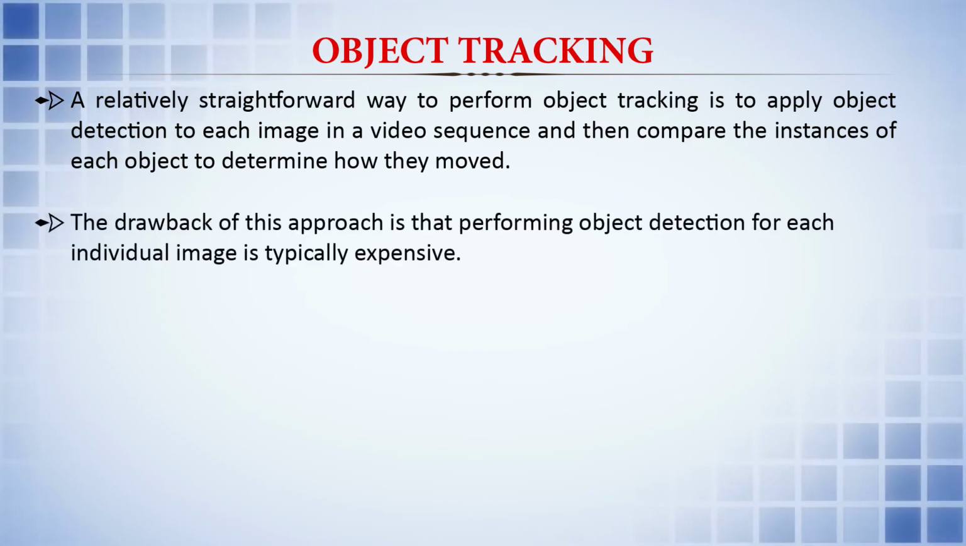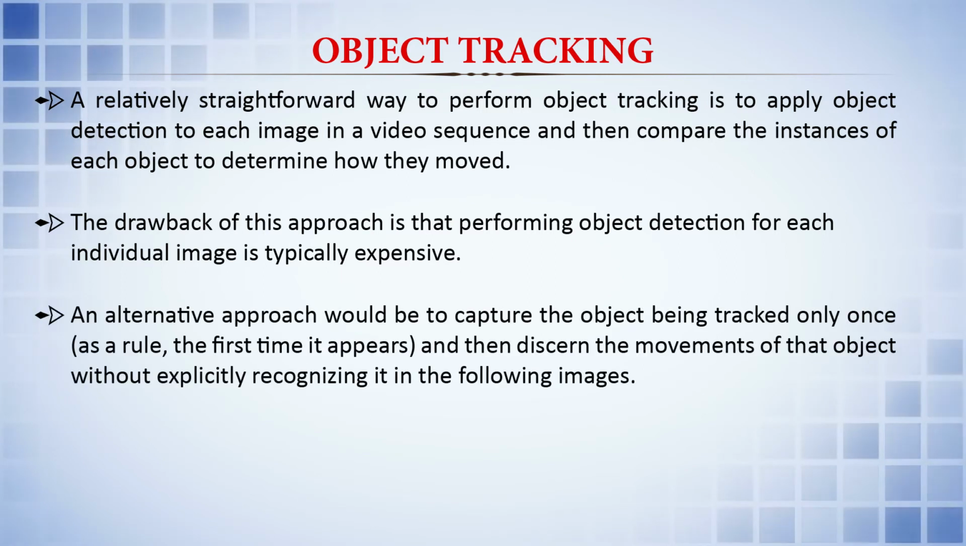The drawback of this approach is that performing object detection for each individual image is typically very expensive, because it has to target only one particular person. It has to track, it has to see, it has to identify, first of all it has to detect, and then it has to move upon in order to capture that particular person or object perhaps. So, an alternate approach would be to capture the object being tracked only once and then discern the movements of that object without explicitly recognizing it in the following image.